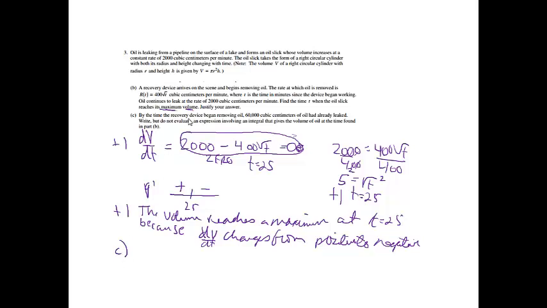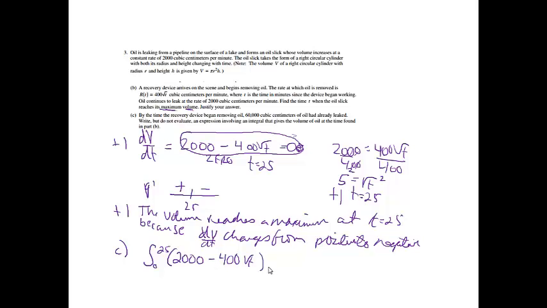Okay, part C. By the time the recovery device began removing oil, 60,000 cubic centimeters of oil had already leaked. Write, but do not evaluate, an expression involving an integral that gives the volume of the oil at the time found in part B. So basically from 0 minutes until 25 minutes, we're going to go 0 to 25, and again, it's going to be that 2,000 minus 400 square root of t, because it's the oil that was leaking out minus the oil that we're removing.